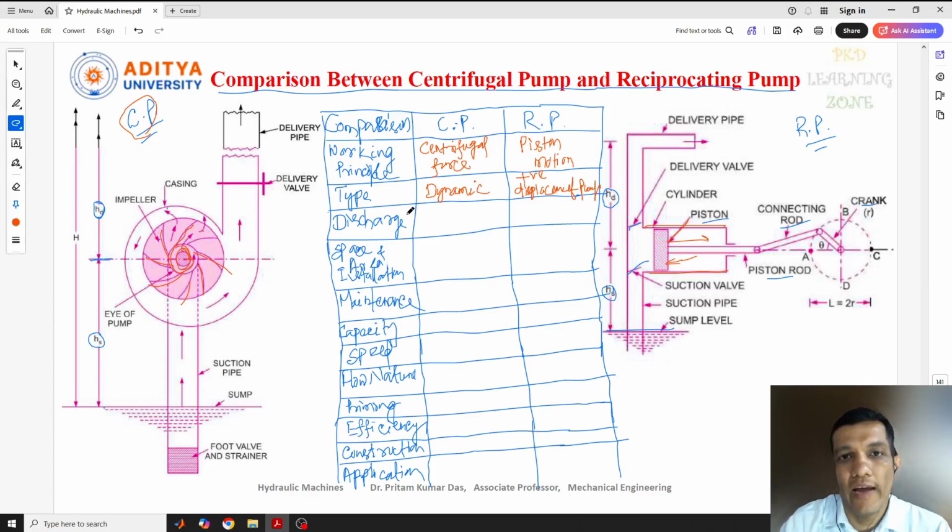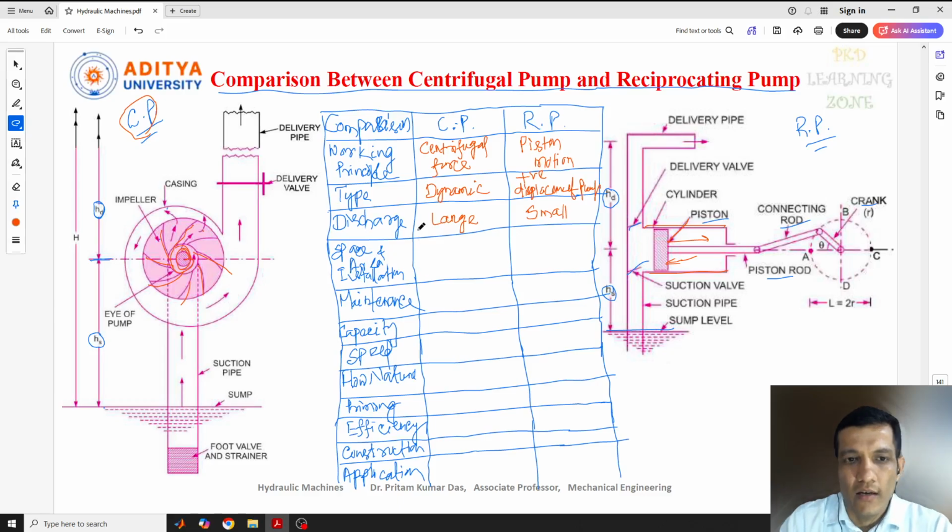Next, coming to the discharge. When I discussed the hydraulic machines, at that time also I told you, based on the varieties. So discharge is actually more here, or we can say high discharge, or large discharge. Here a small quantity of discharge is there. If you say high discharge here, lower discharge we can write here.